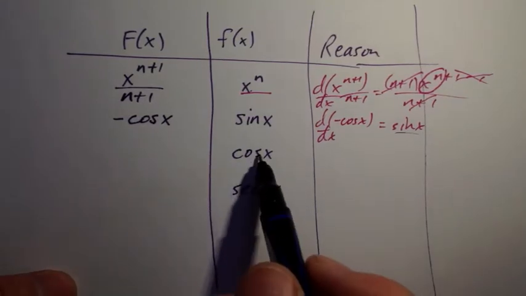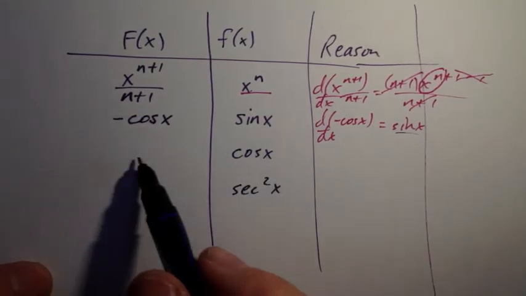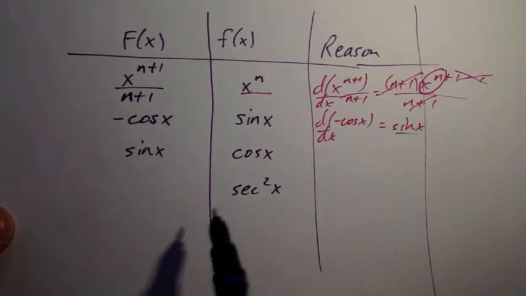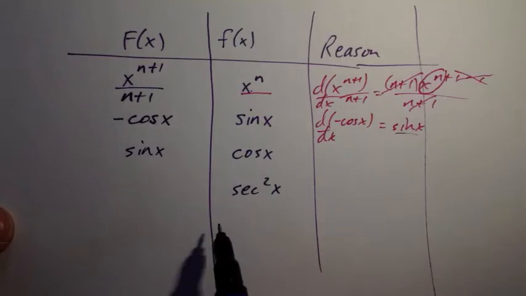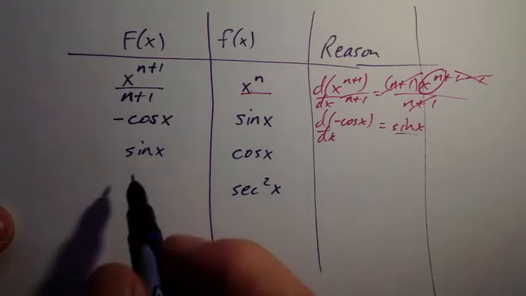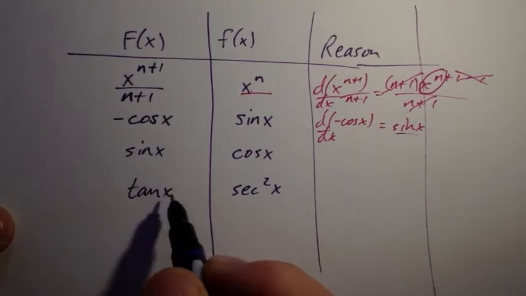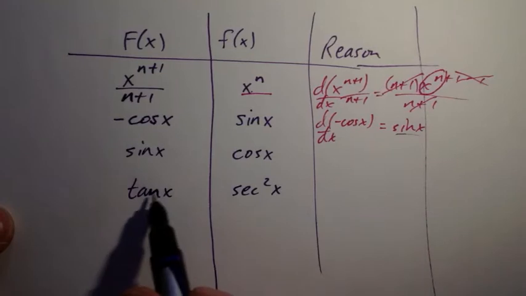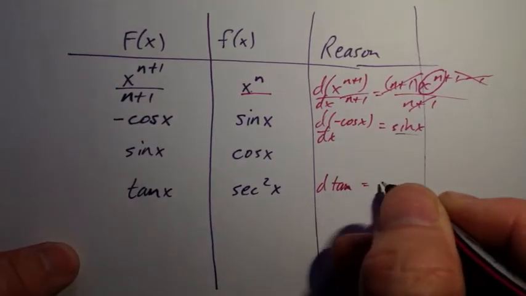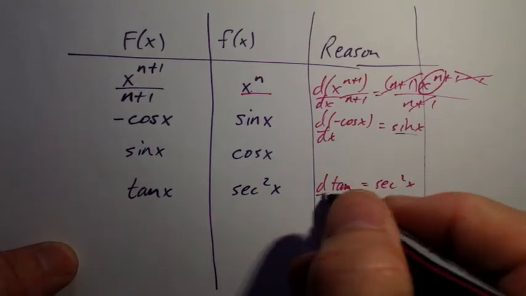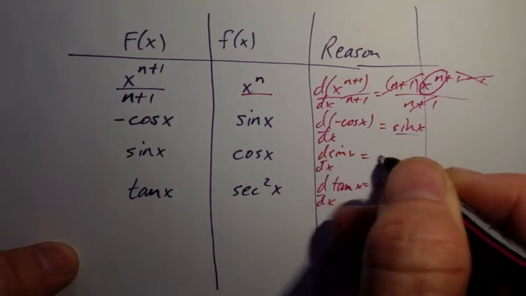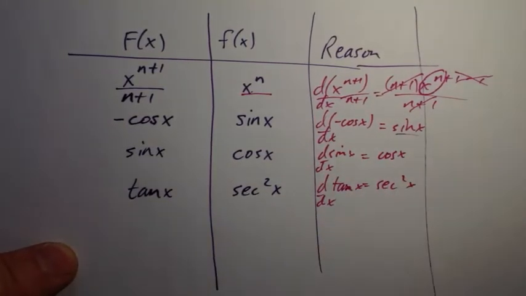Okay? What about the antiderivative for the cosine? The derivative of what is the cosine? And hopefully you answered out loud, the derivative of the sine of x is the cosine. And then the derivative of what function is the secant squared of x? That would be the tangent of x. The derivative of the tangent is secant squared, and the derivative of sine of x is equal to the cosine of x.